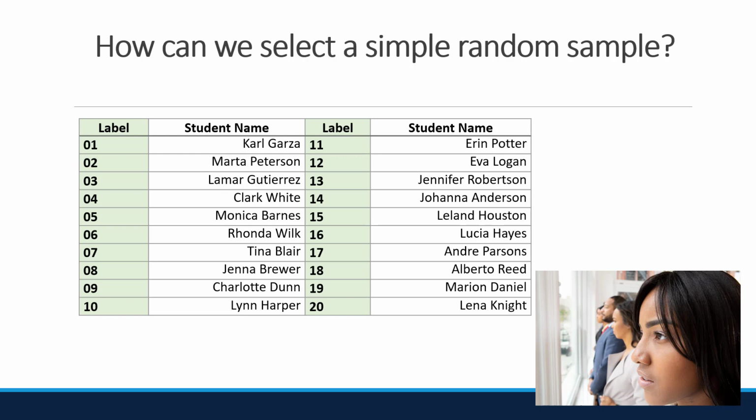For example, suppose that we have a class of 20 students and would like to take a simple random sample of 5 students. We'll start by giving each student a label consisting of the numbers 1 through 20. Below are each of the 20 students with their labels. Notice that each label has length 2. So for example, looking at the number 1, we label that one 01.